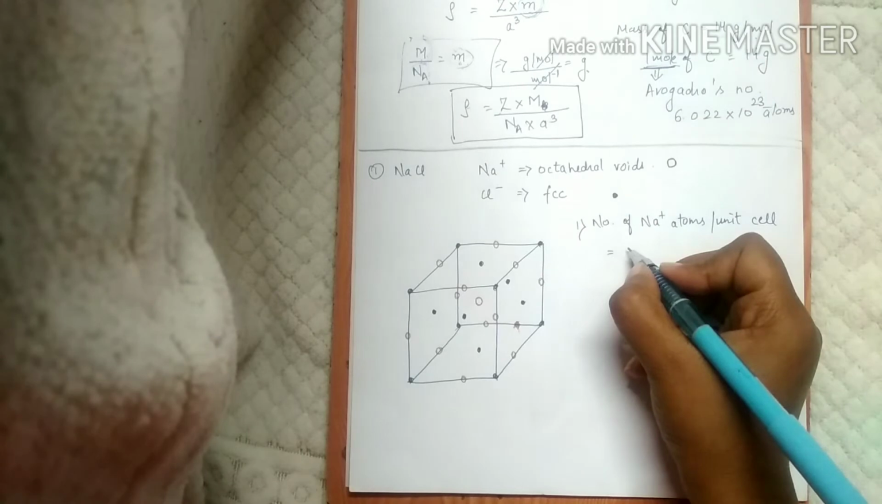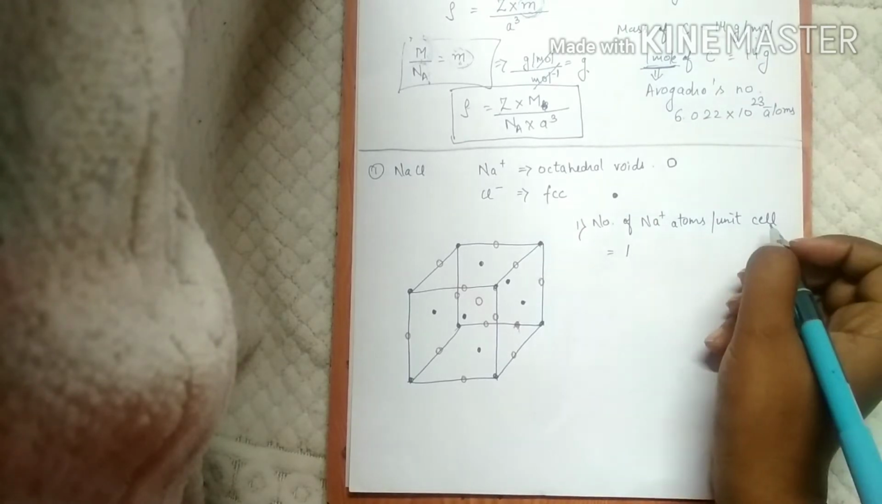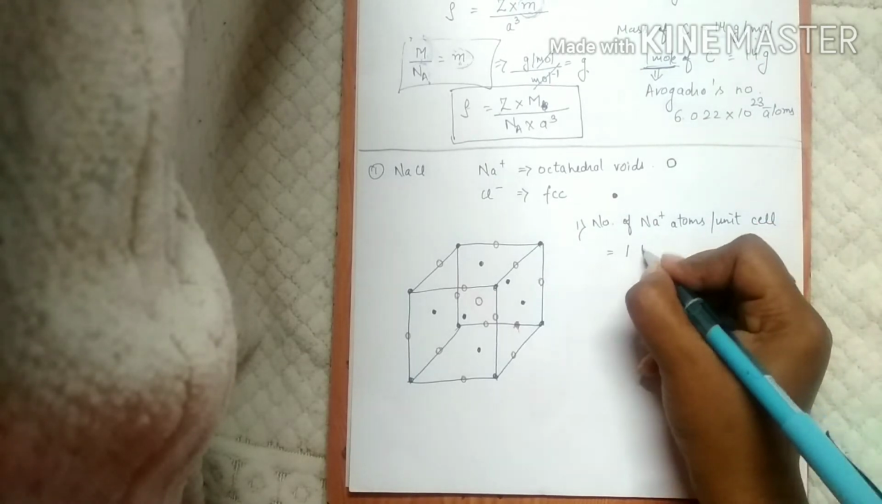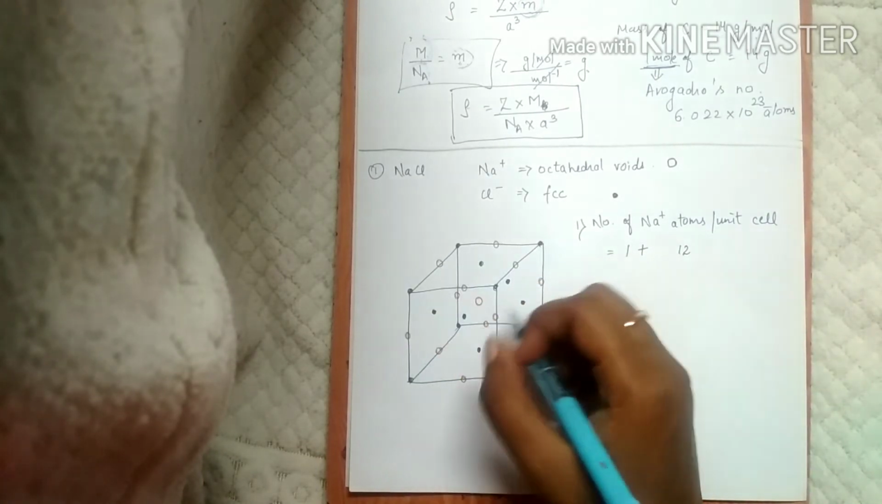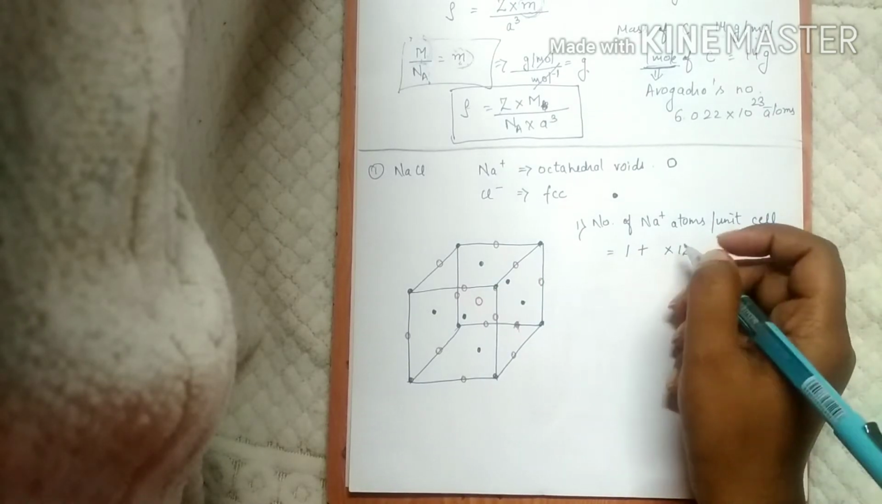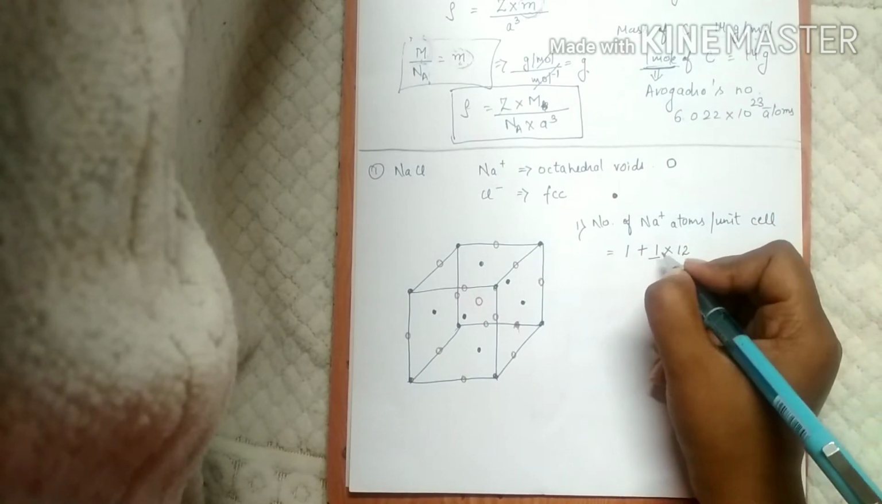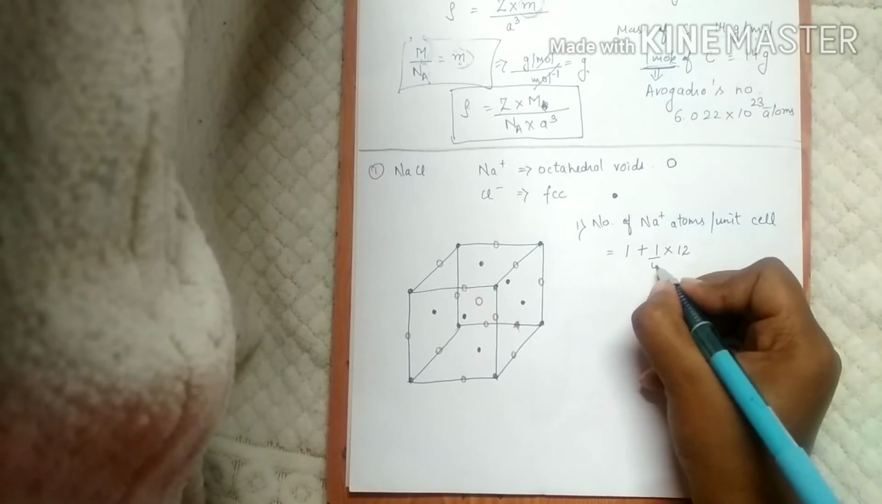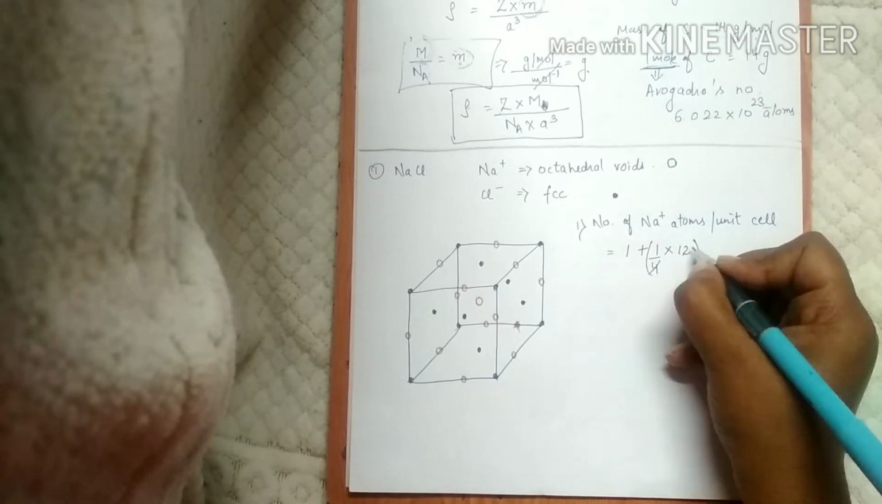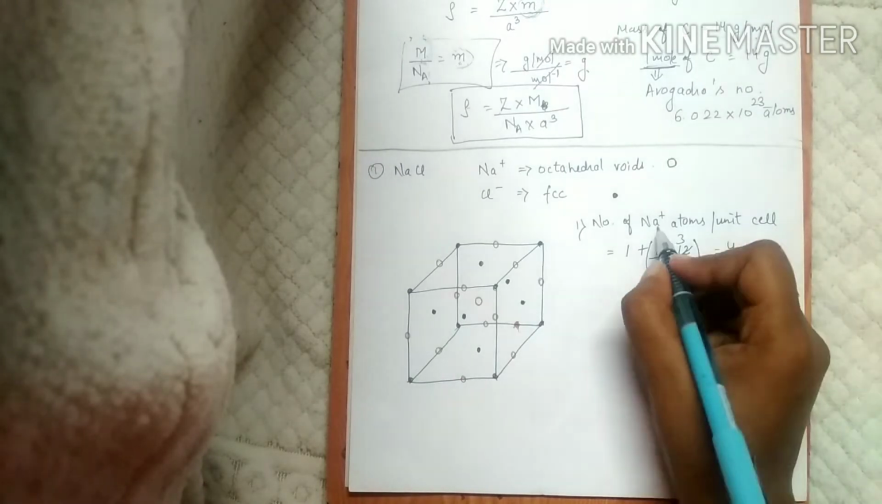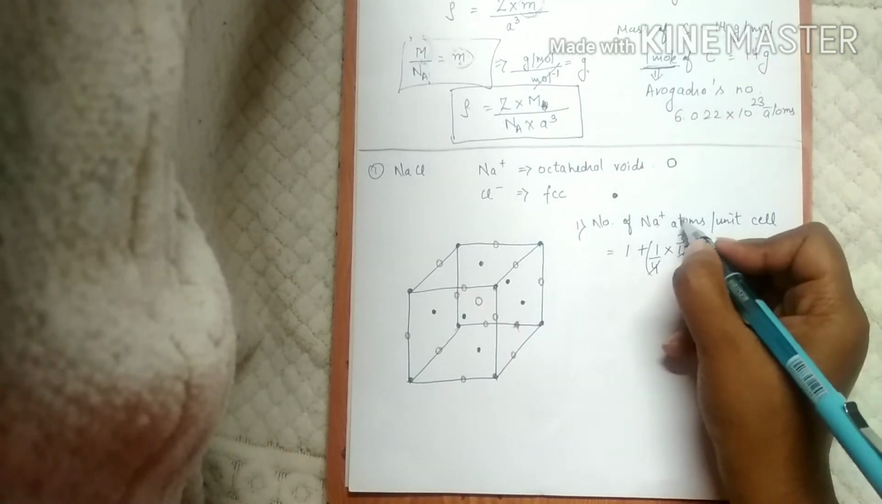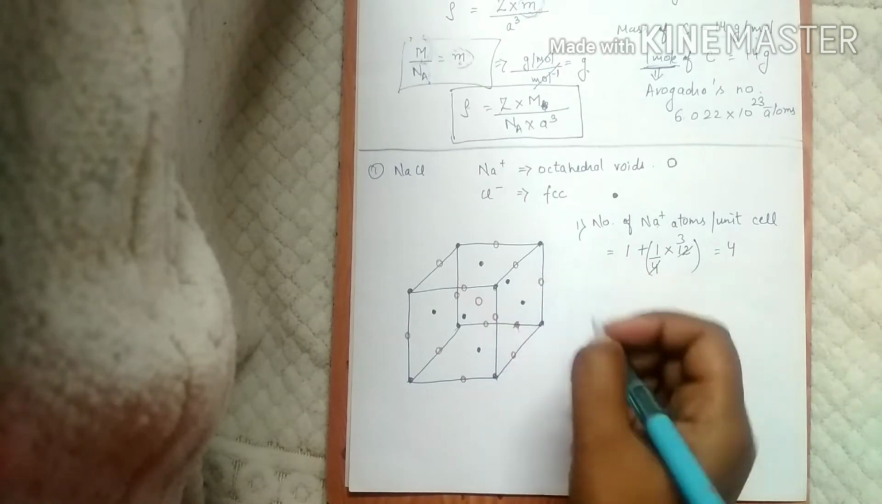See, one is present at the body center, that will be contributing fully. Next, there are 12 Na positive ions present at each edge center, each contributing 1/4. So if you calculate this, it comes out to be 4. So there are 4 Na positive ions in this unit cell.